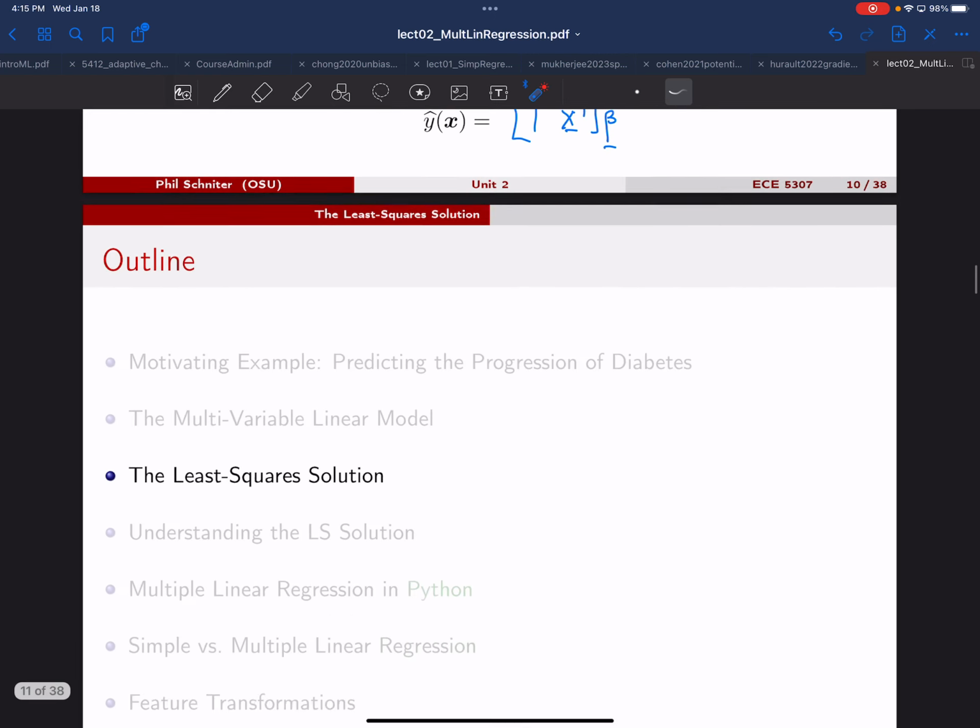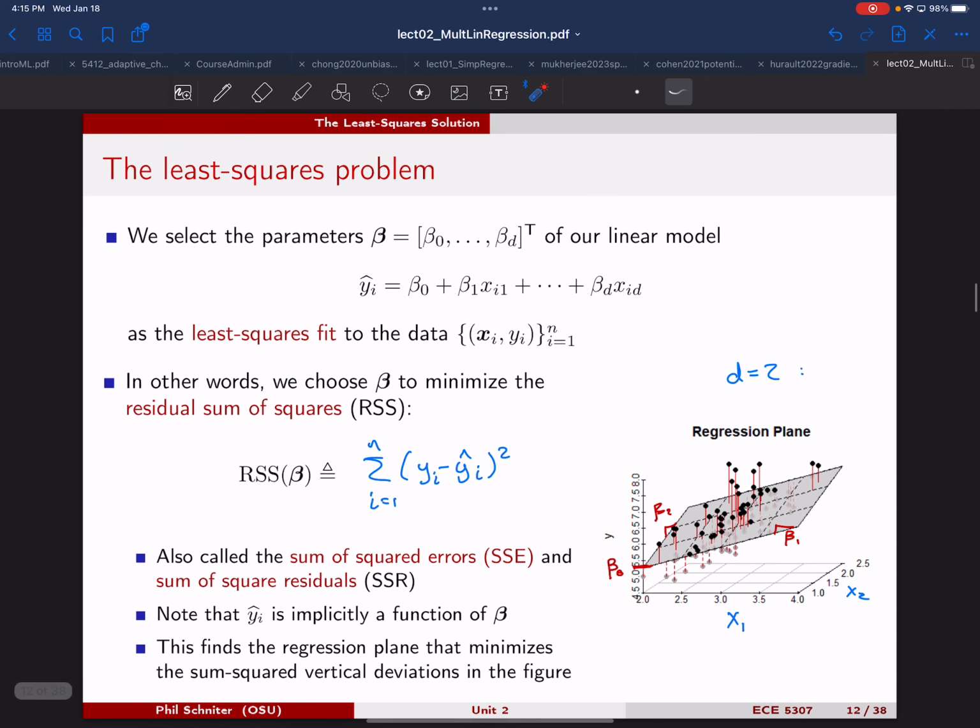All right, and then the last thing that we did last lecture was we said that our criterion for doing our fit, same as last time, is going to be the residual sum of squares. So we want to minimize the sum over our training data of the squared differences between the true targets yi and our corresponding predictions y hat i. And we can visualize this here. This is just a visualization for the case where you have two features, x1 and x2, and here's our target along the vertical axis.